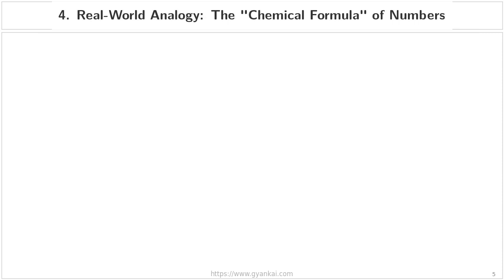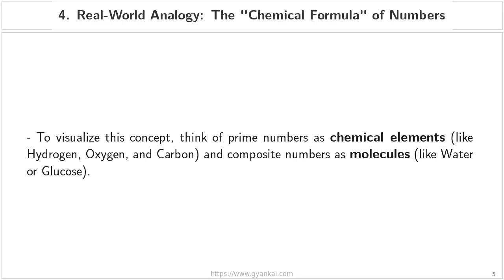4. Real-world analogy: the chemical formula of numbers. Now, I know that the idea of uniqueness in mathematics can sometimes feel a bit abstract. So, to help you visualize this concept, let's step away from numbers for a moment and think about chemistry. Imagine that prime numbers are like the basic chemical elements. You know, things like hydrogen, oxygen, and carbon.